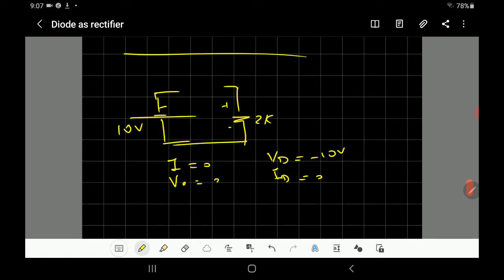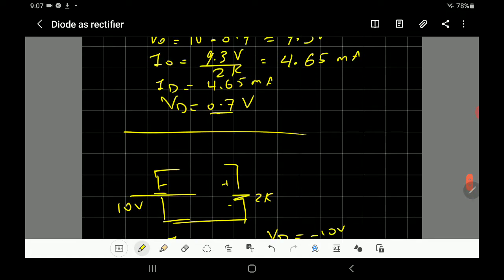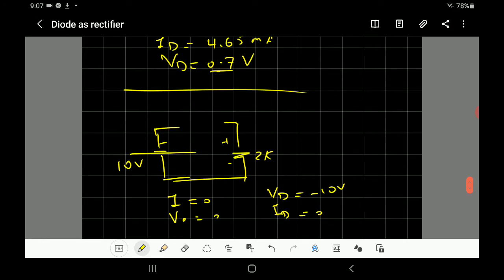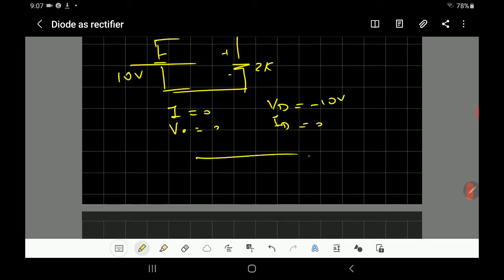So when you have the ideal diode or the practical diode model, in the off state there's no difference. The only difference is in the on state. Okay. Now let's take another example.